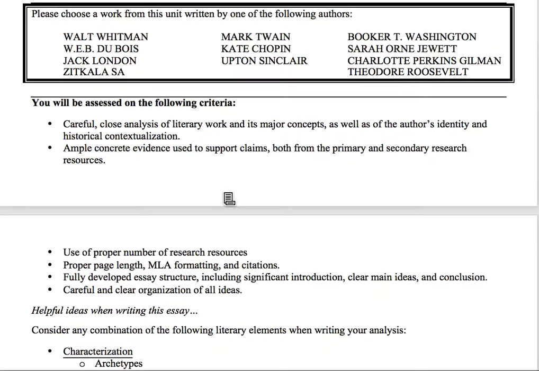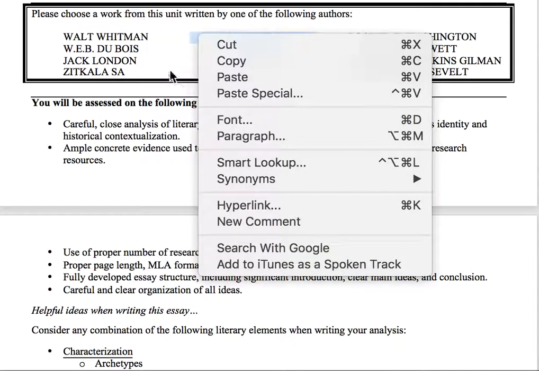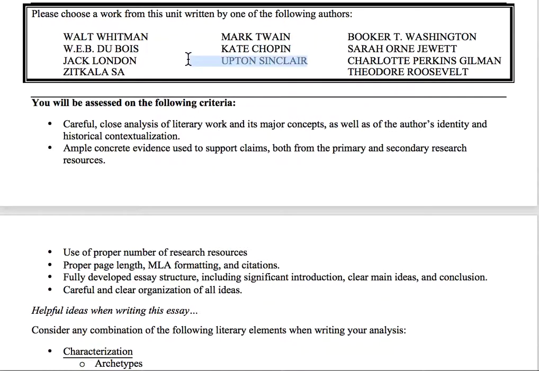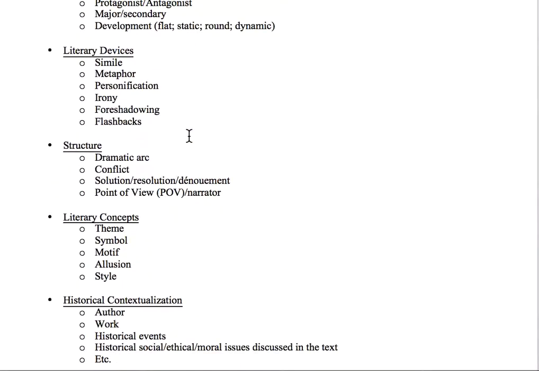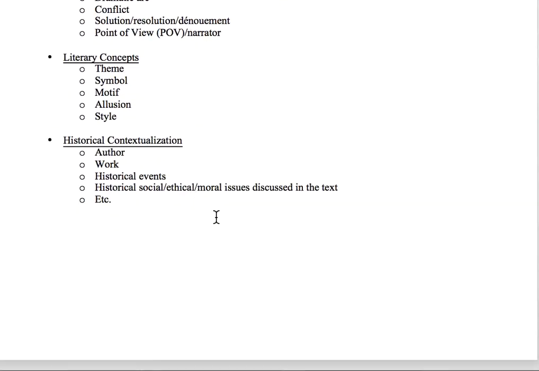So if you're going to talk about Twain, if you're going to talk about his war prayer, then you need to look at the events. What are we looking at as far as the Civil War? Contextualize it. If you're going to look at Upton Sinclair, same thing. What are the events surrounding the meatpacking industry in Chicago that would inform how we look at this work? Any historical, social, ethical, moral ideas as well discussed in the text.